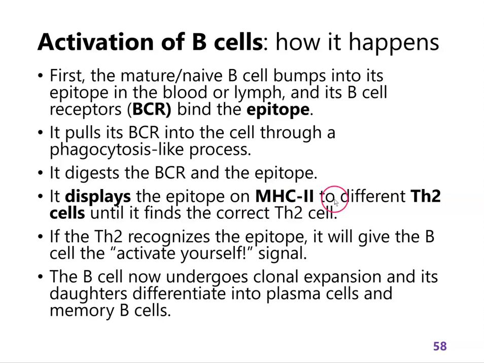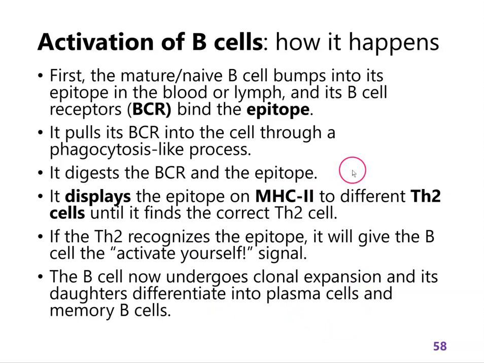And so they're going to wander around showing it to different helper T cells until they find the right one. And then if they find the right type 2 helper T cell, it will give the B cell the activate-yourself signal. And if it never does find the right helper T cell, it will never go through that full activation. And then once that happens, it's activated. So it goes through clonal expansion and its daughters differentiate.